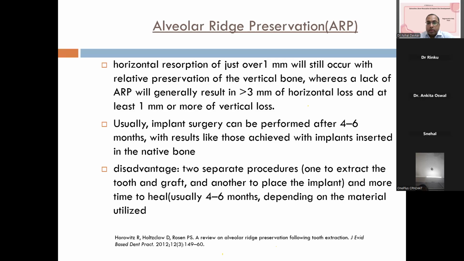Usually, implant surgery can be performed once you complete the socket preservation procedure. You can perform the implant placement after 4 to 6 months with results like those achieved with implants inserted in native bone. The disadvantage, however, is obviously that you need two separate procedures. The first one, you will be extracting, putting the graft and closing the socket using some material. And the second appointment after 4 to 6 months will be for the placement of the implant.